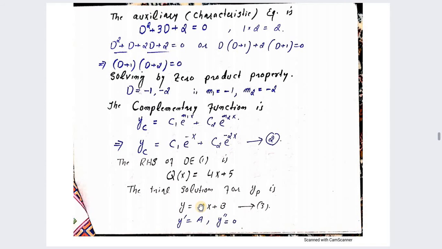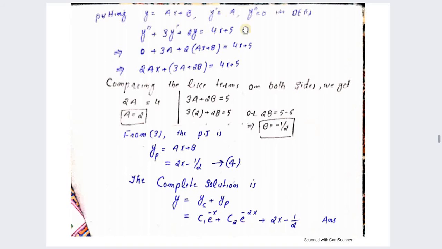Now if we compare yc with the trial solution, there are no matching terms, hence there is no failure case. Now we have to differentiate y two times. So y dash is equal to a, y double dash is equal to 0. y and all its derivatives can be substituted in the differential equation, because y is the trial solution and this trial solution satisfies the given differential equation. Hence we proceed with the problem further. These are the values and this is the differential equation.